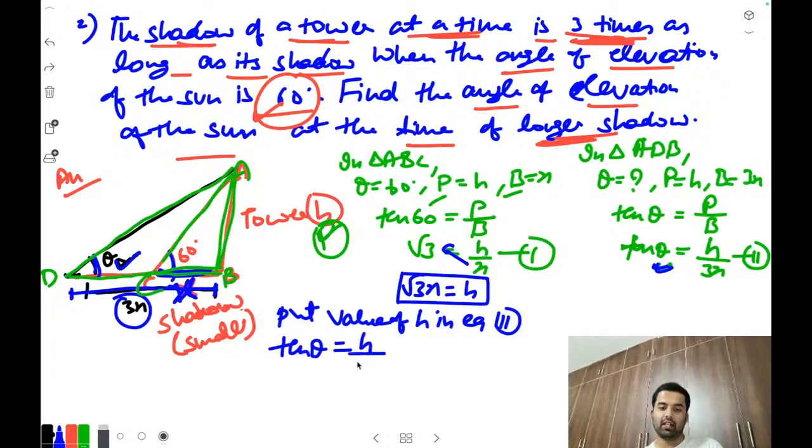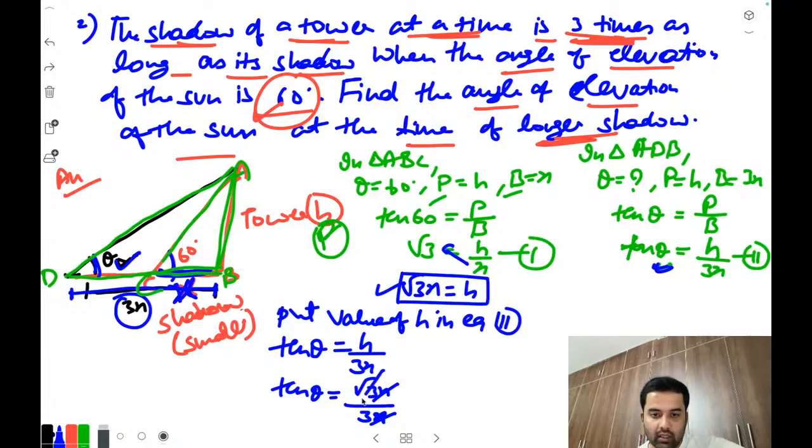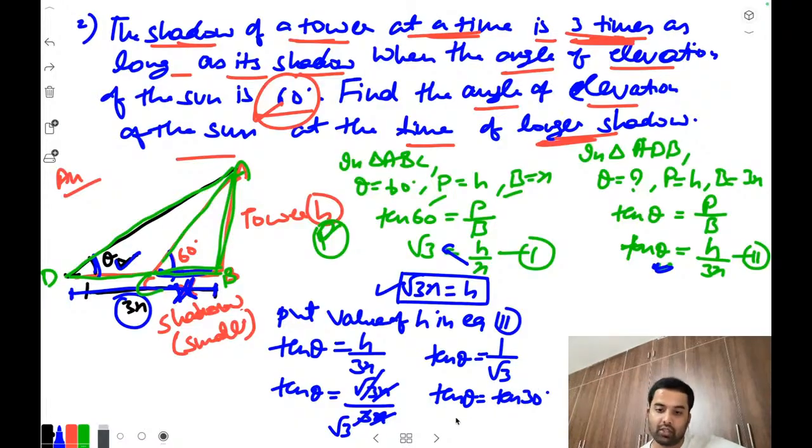Equation 2, we know that tan theta is equal to h by 3x. Keep the value here. Tan theta equals the h value, what is that? Root 3x. So root 3x divided by 3x. Cancel out. And here, how many times can we cancel? Root 3 times. So what will come? Tan theta equal to what? 1 by root 3. And we know that 1 by root 3 is the value of which? Tan 30, correct? So theta becomes 30-degree.